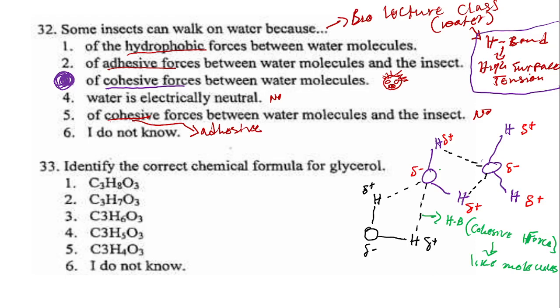Identify the correct chemical formula for glycerol. So glycerol is an alcohol, and this alcohol takes part in the formation of triglyceride. I don't really need to go into much detail because this formula is in your books, so you just have to go and look for the formula. So this is how it is. That's the final answer for glycerol.